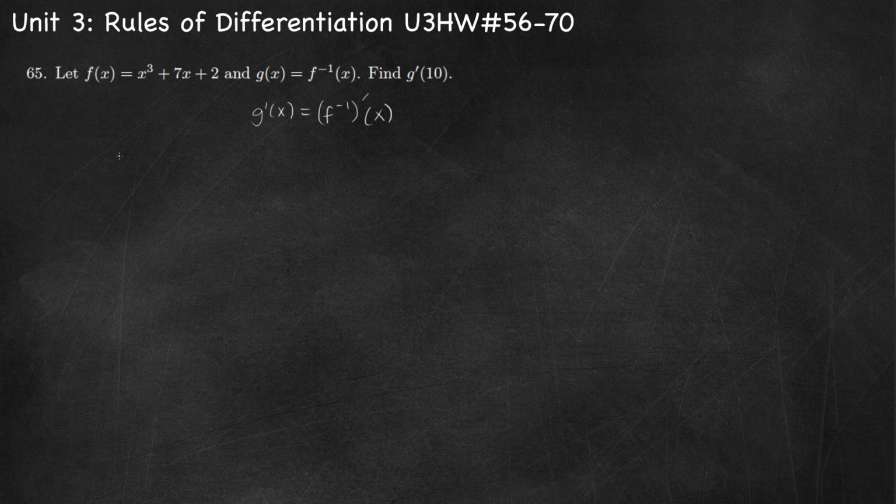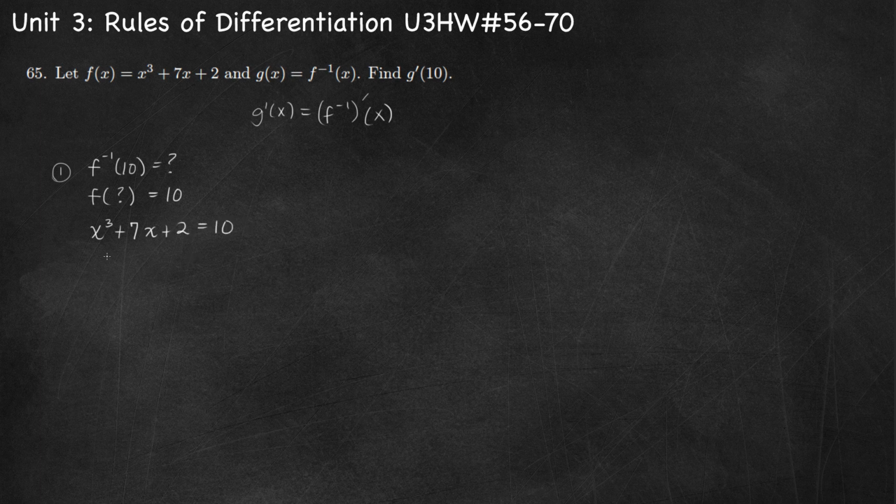So we're going to use our three-step process. The first step is to figure out, where does f equal 10? So what we're really looking for is f inverse of 10. What is f inverse of 10? And that means f of what is equal to 10. So we set f of x equal to 10 and we solve. So we get x cubed plus 7x plus 2 equals 10.